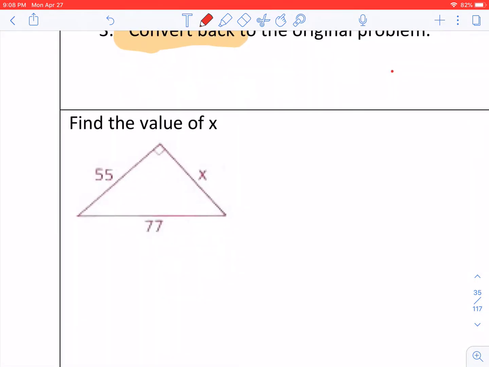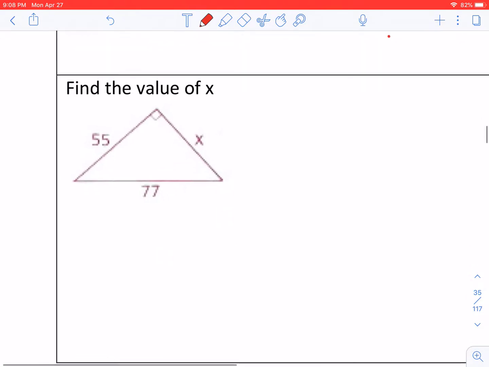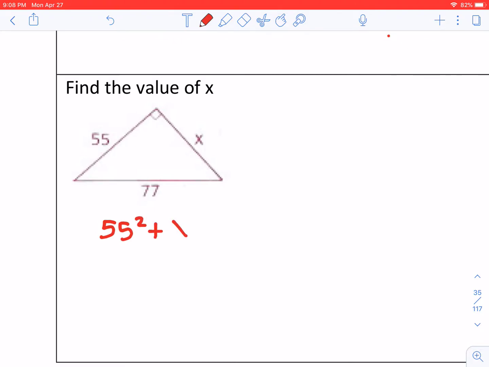All right, let's look at this one here. Again, we've got a right triangle. One side is 77, 55, and x. Note that 77 is the hypotenuse. So I could set it up as this. But a simpler problem to be solved would be this one. I'm going to change the variable just so that I know that I'm not solving for x. I'm actually solving for a different variable. And when I'm done, I'm going to have to change that m back to x.